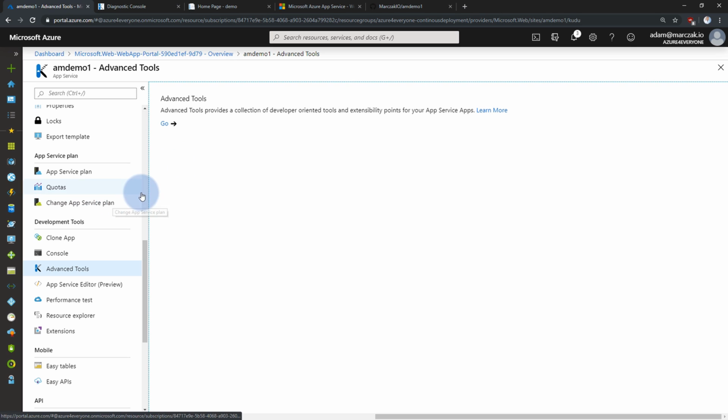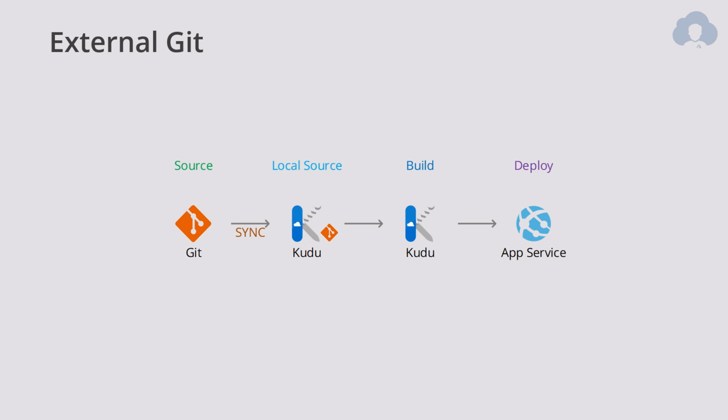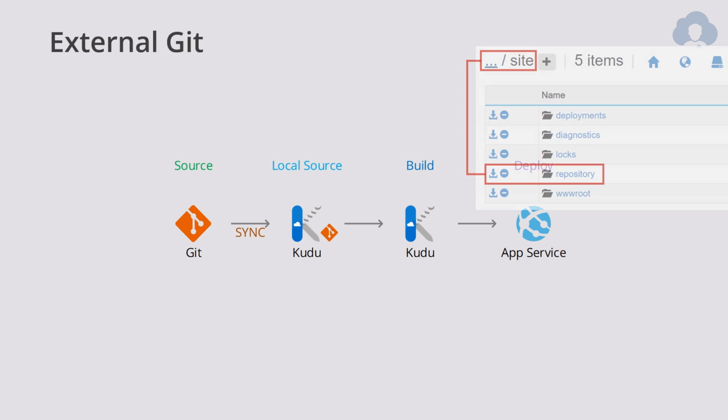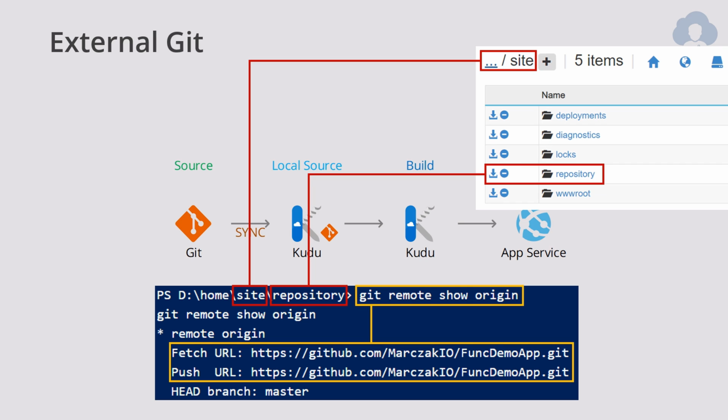So let's go to the second example, how to do it nicer, how to get this pushing instead of syncing in our application. Let's go to the presentation and quickly review what we just did before we go to the next example. For the external Git, we were doing the sync process. That means in our app service, in the site folder, there's always a repository folder with your code.